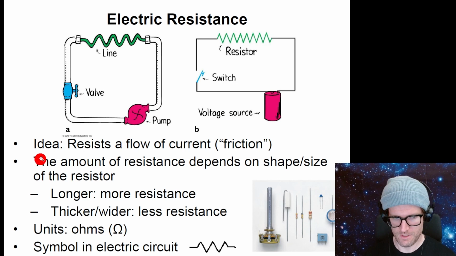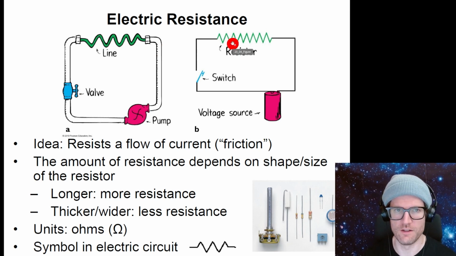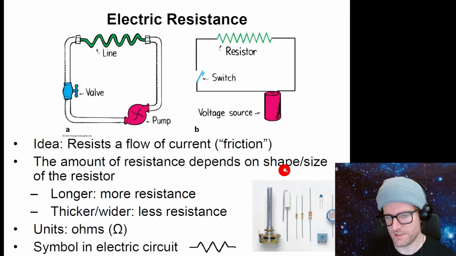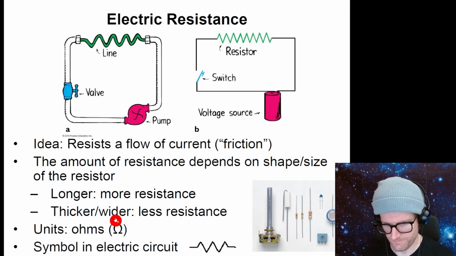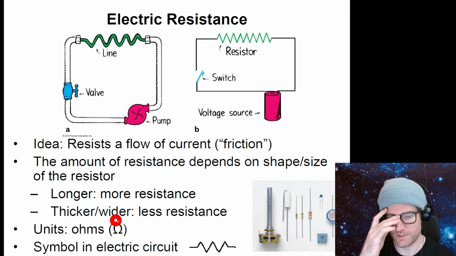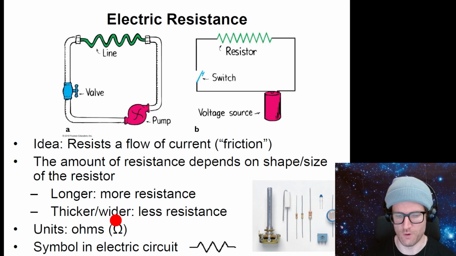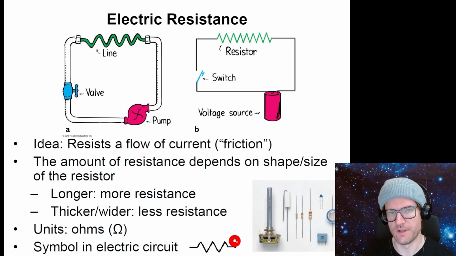Okay, the idea is it resists the flow of current. So the line here resists the flow of the water current, and the resistor here resists the flow of the electric current. The amount of resistance depends on the shape and size of the resistor. The longer it is, the more resistance there is. The thicker, the wider, the less resistance. The unit of resistance is ohms. Okay, so if we buy electric resistance, it's going to come in units of ohms. And then this is the symbol in a circuit diagram.